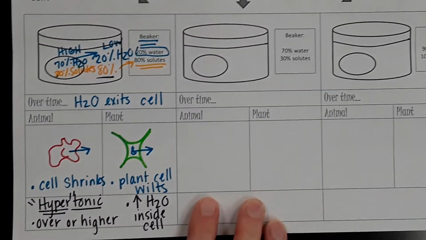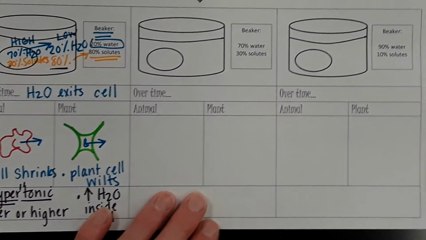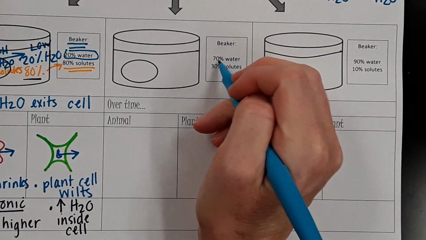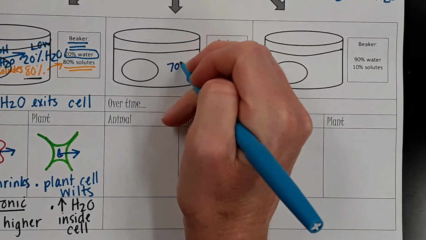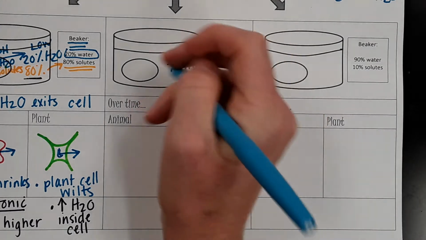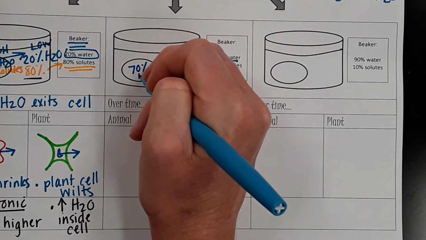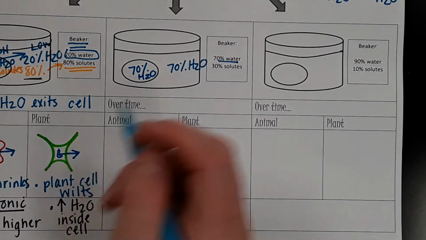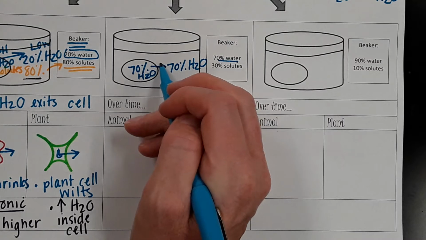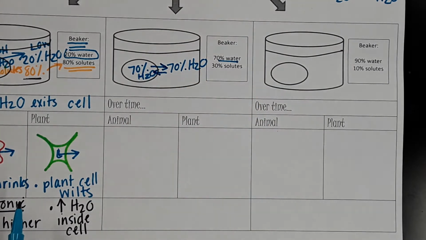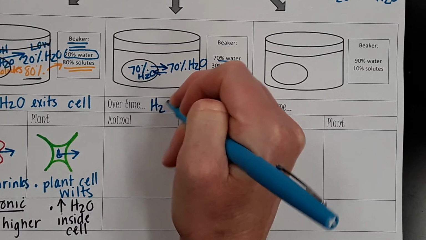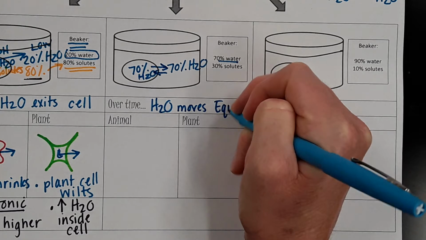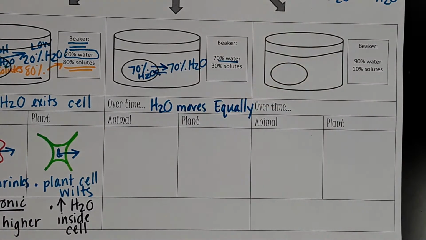And our next scenario, scenario 2. Scenario 2 says that we have 70% water in the beaker. So I've got 70% H2O in the beaker, and I've got 70% water in the cell. What's going on here is they are exactly the same. Now that doesn't mean water is not going to move across the membrane, it just means that it moves across equally. So the water is going to move equally between the inside of the cell and the outside of the cell. So water moves back and forth equally.